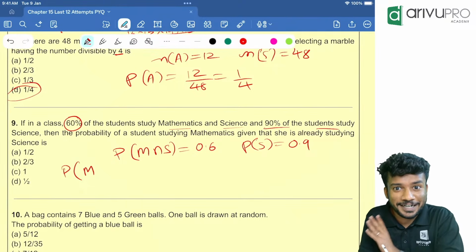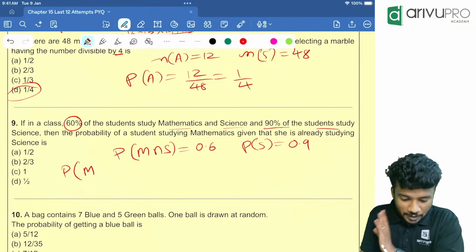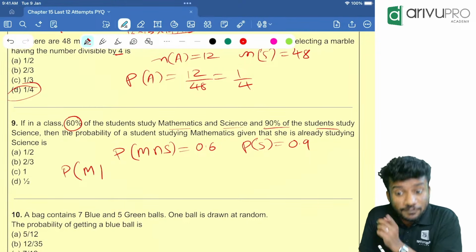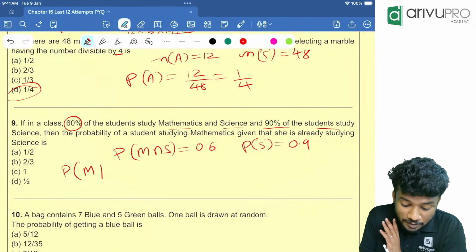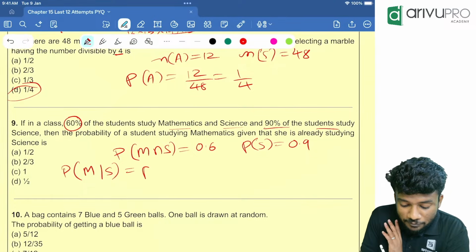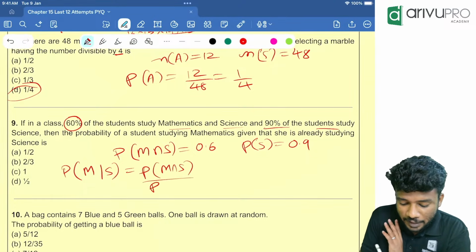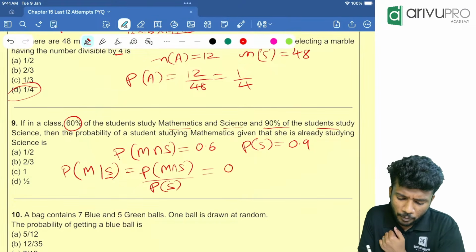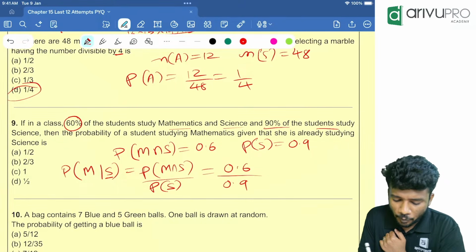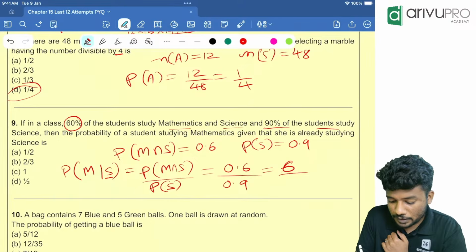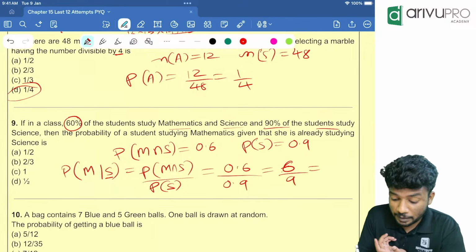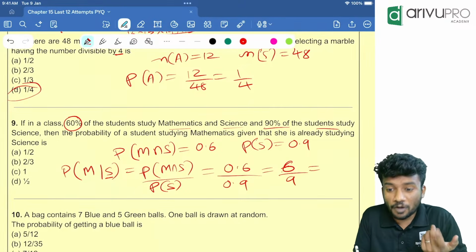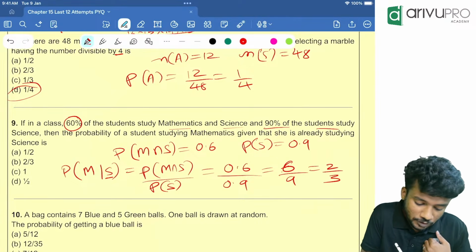This is a question based on conditional probability. Probability of the student studying maths, given that she is already studying science. What is the formula? P of M intersection S divided by, given is what? Yes, that means P of S, which is equal to 0.6 divided by 0.9. 0.6 by 0.9 is nothing but 6 by 9. So cancel. What is common? 3 is common in both. So 2 by 3 is your answer.